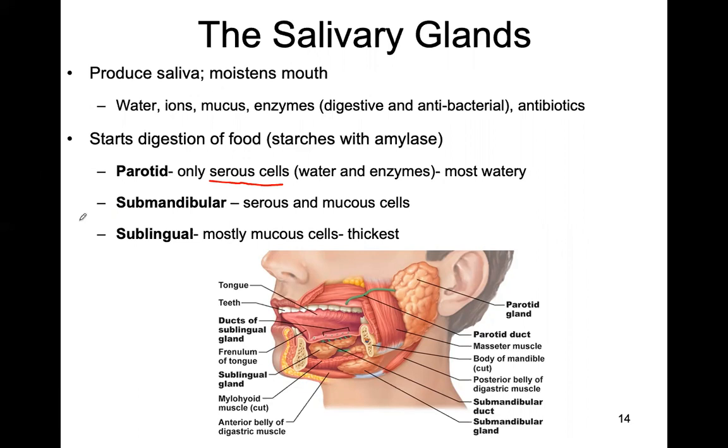Because basically they're trying to push a significant amount of saliva through this duct you see right here called the parotid duct. And as a lot of fluid passes through this, it creates a pressure that you identify as pain.